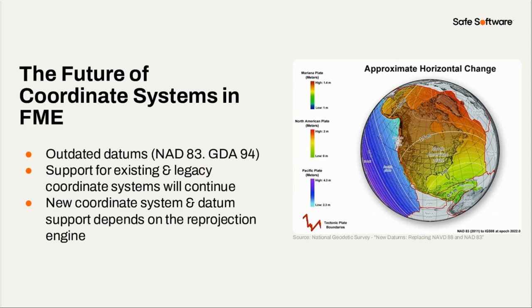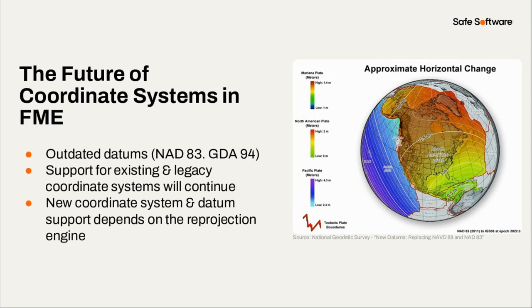So one of the main things here is we have a few outdated datums. Of course, the GDA was updated in 2020, but NAD 83 is going to be replaced with a modernized national spatial reference system. Because FME uses third-party reprojection engines for its coordinate systems, these changes are dependent on them. So we'll continue to support existing coordinate systems and new coordinate systems, and whoever adds them first will depend on the reprojection engines themselves.